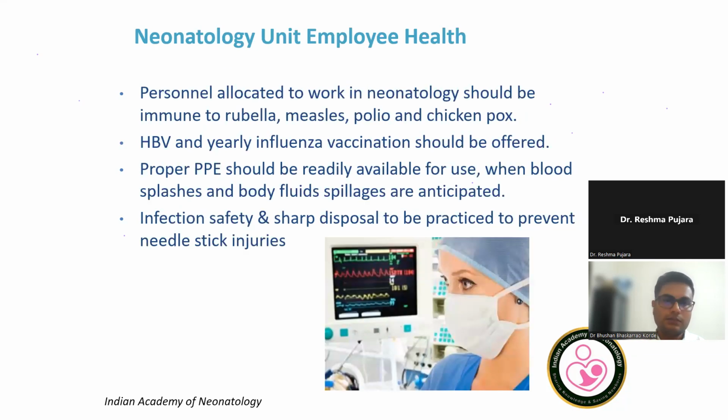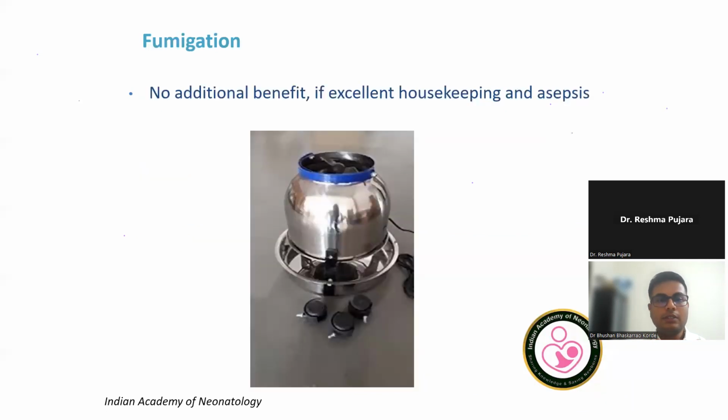So in the neonatal unit, personnel allotted to work in the neonatal unit should be immune to rubella, measles, polio, chickenpox, and hepatitis B virus, and influenza vaccination should be offered. Proper PPE should be readily available for use when blood splashes and body fluid spillage are anticipated. Infection safety and sharp disposal should be practiced to prevent needle stick injury. So, fumigation. There are no additional benefits of fumigation. If excellent housekeeping and asepsis are there, there is no need to do regular fumigation.